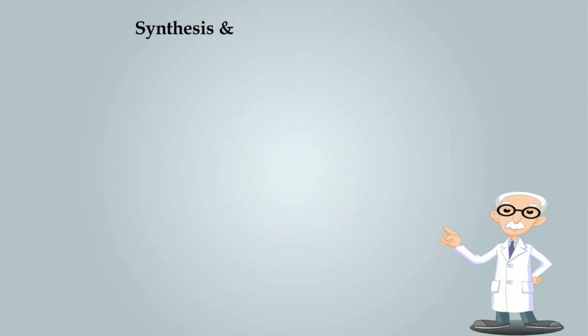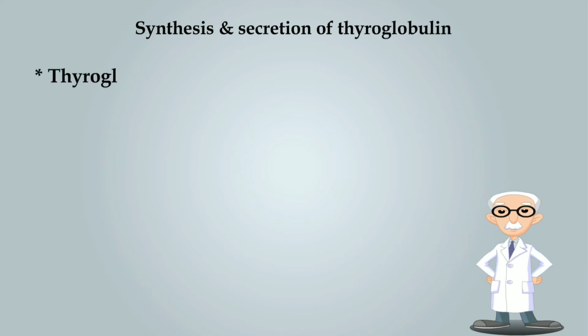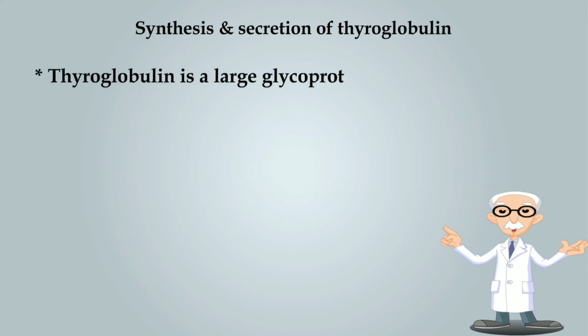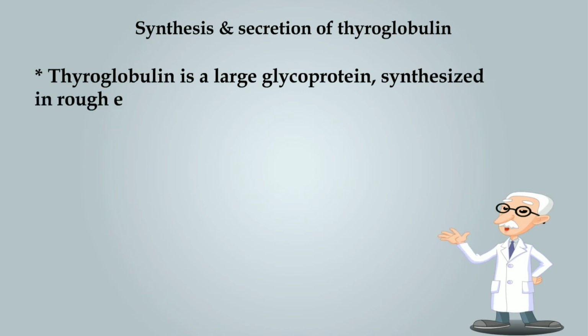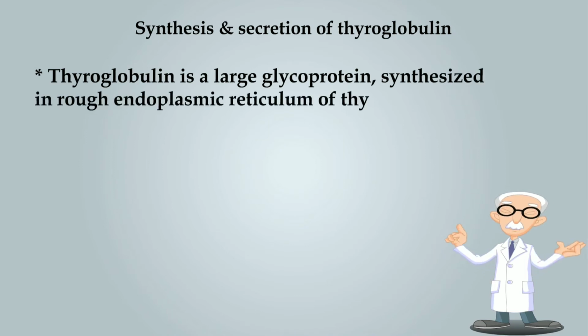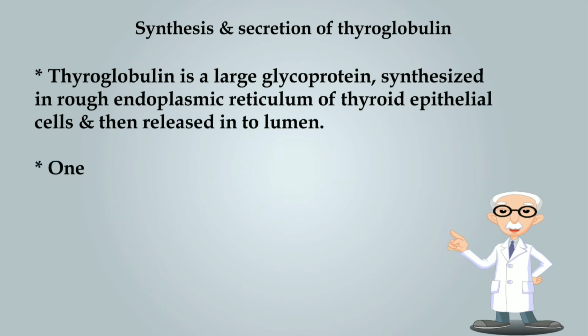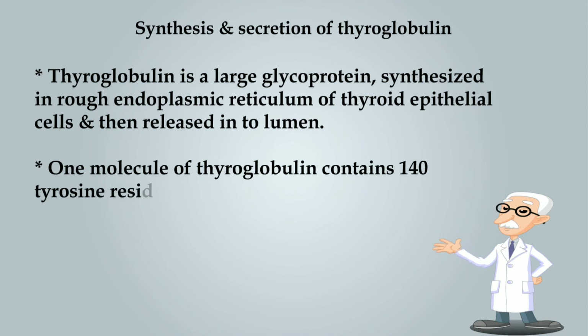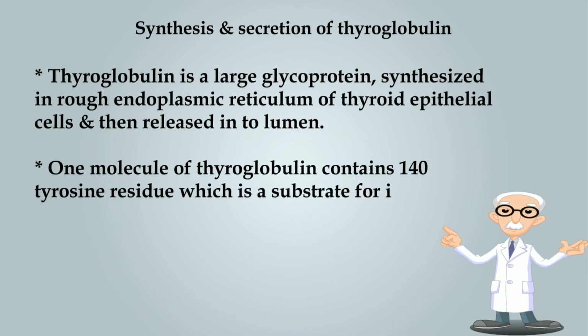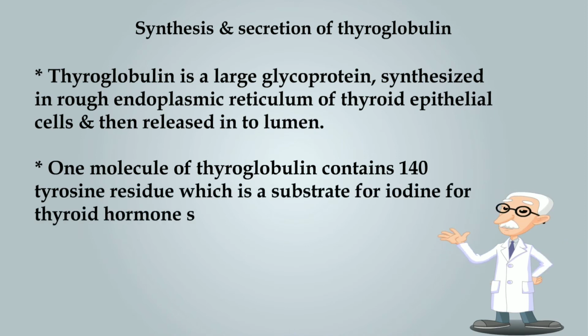Second step is synthesis and secretion of thyroglobulin. Thyroglobulin is a large glycoprotein, synthesized in the rough endoplasmic reticulum of thyroid epithelial cells, and then released into the lumen. One molecule of thyroglobulin contains 140 tyrosine residues, which are the substrate for iodine, for thyroid hormone synthesis.